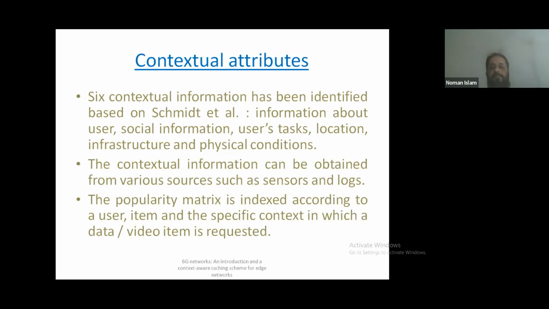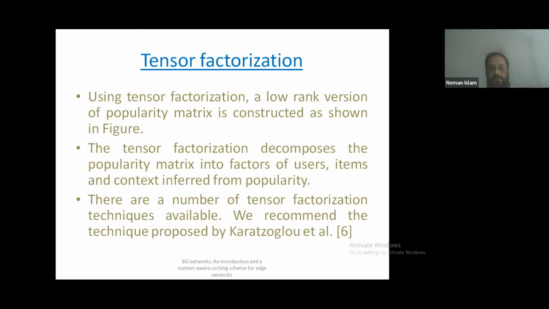So the popularity matrix is indexed based on three things: the particular user who is making the request, the item which is being requested, the item meaning here the video item being requested, and the specific context in which a video or a data item is requested. So here we are dependent upon not only the user, not only the item, but also the context in which a video item is being requested.